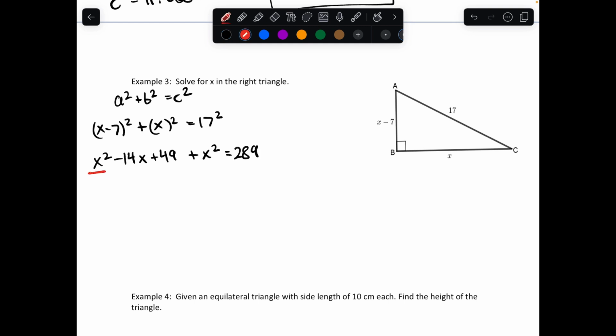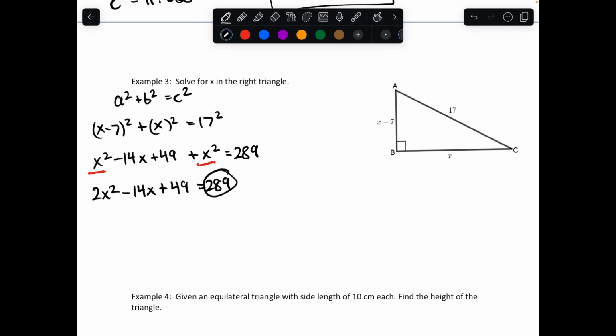Now from here, I see that I have an x squared and an x squared right here, so I'm going to combine those terms, and so we get 2x squared minus 14x plus 49 is equal to 289. Now from here, what do I see? I have an x squared term, an x term, and a constant term. This leads me to think that maybe this thing could be factorable. If it's factorable, then I can easily figure out a value for x. So let's try to factor it.